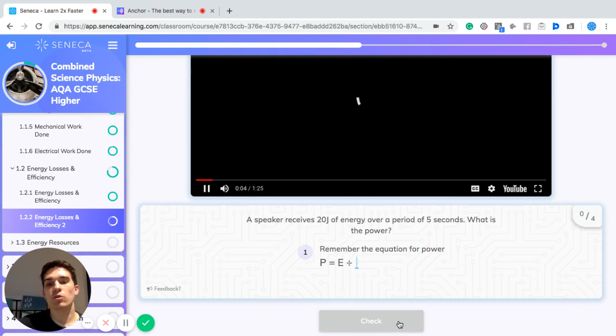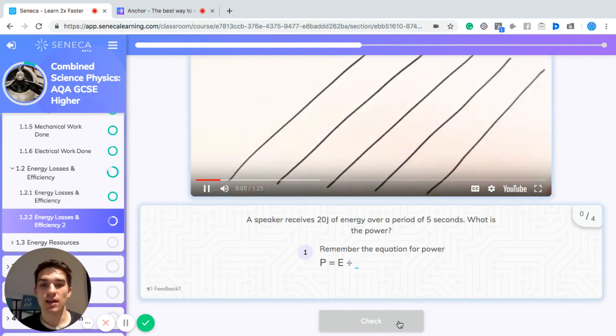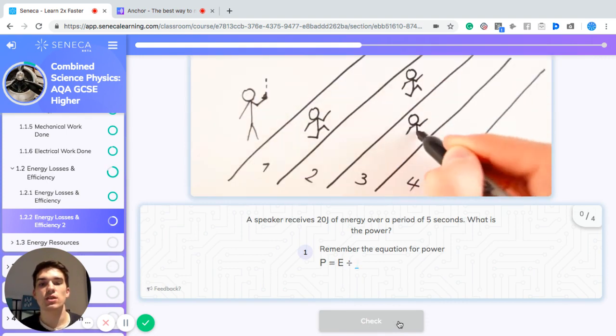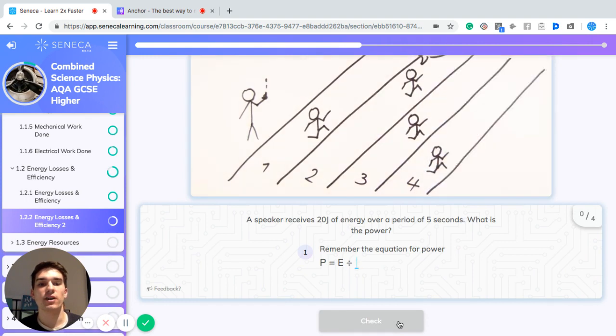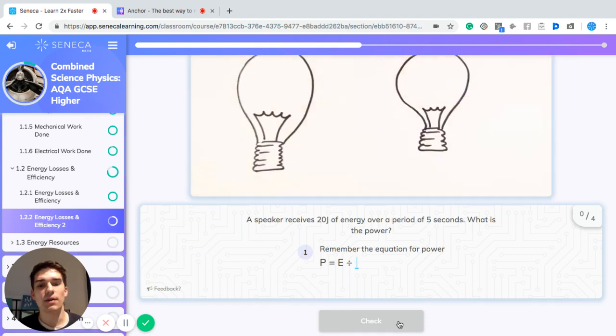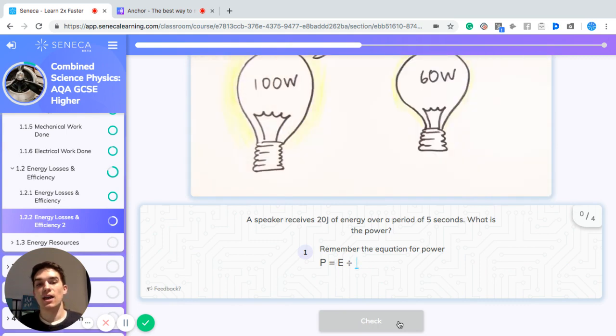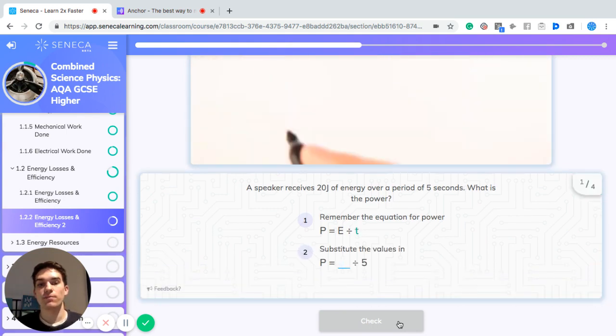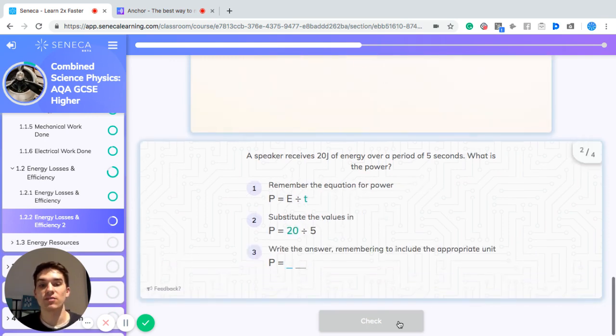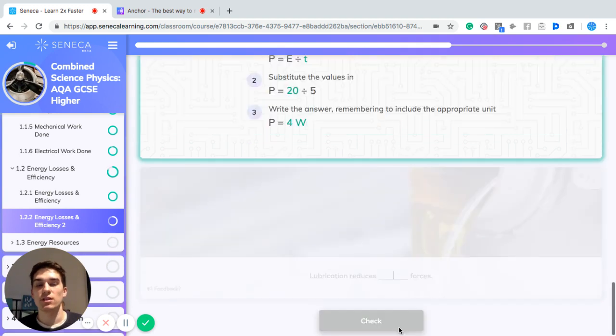Now, if we've got a question we want to ask in an exam, a speaker receives 20 joules of energy over a period of 5 seconds. You need to think about what is the power. So remember that the power is the energy divided by the time. And we know that the energy is 20 joules and the time is 5 seconds. So we do 20 divided by 5. And that gives us a power of 4 watts. Remember, the units is watts.